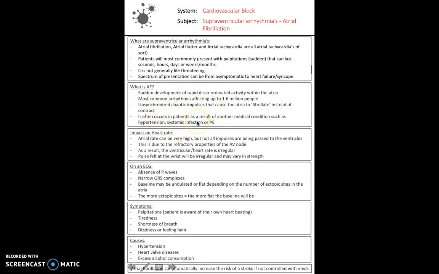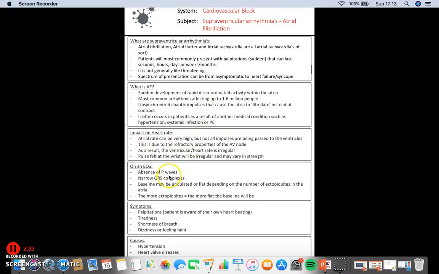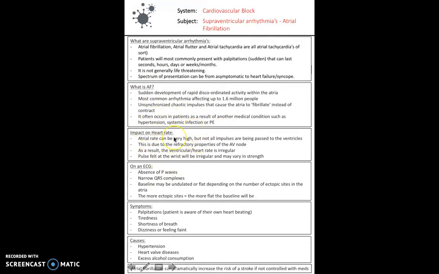It often occurs in patients as a result of another medical condition, so it normally occurs secondary to hypertension, systemic infections or a pulmonary embolism. It's also important to consider the fact it'll change the heart rate. So atrial rate can be very high in atrial fibrillation, but not all impulses are actually passing to the ventricles, and this is due to the refractory properties of the AV node. As a result, your heart rate becomes irregular, and the pulse felt at the wrist therefore will be irregular as well, and may vary in strength. Looking at an ECG for atrial fibrillation, there will be an absence of P waves and narrow QRS complexes.